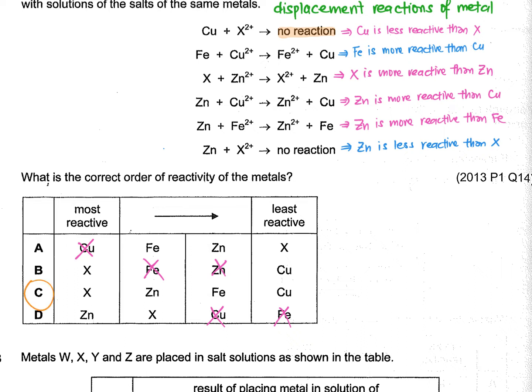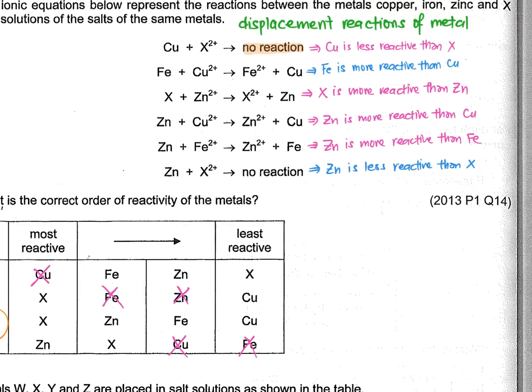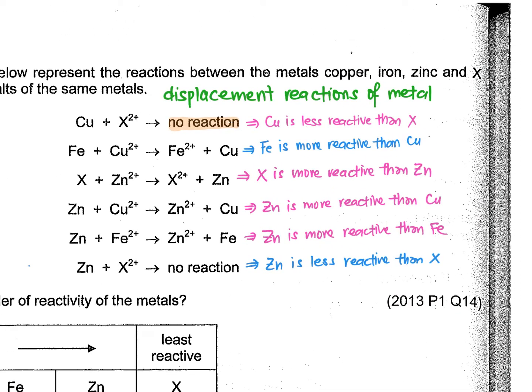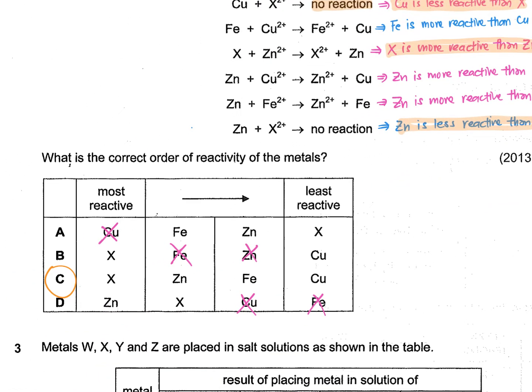Now, how do I link back to the information that is given? If you look at what I've given you, I have stated very clearly the three different statements that involve metal X. You know that copper is less reactive than X, meaning X must be placed above copper. X is more reactive than zinc, and it also corresponds to the last statement where zinc is less reactive than X. Therefore, X should be placed above zinc, and this corresponds to the answer you have for option C.